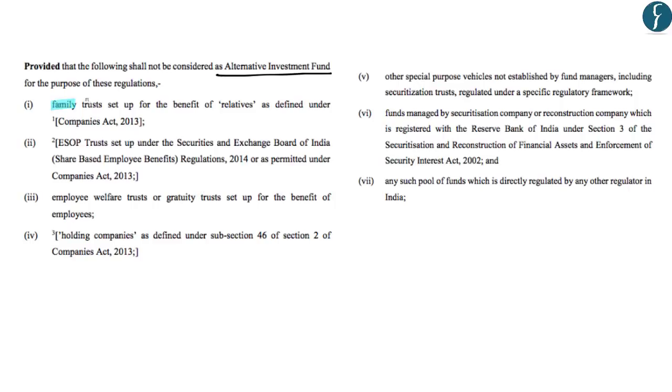These are family trust set up for the benefit of relatives as defined under Companies Act, ESOP trust set up under Securities and Exchange Board of India, share-based employee benefits regulation 2014 or permitted under Companies Act 2013, employee welfare trust or gratuity trust set up for the benefit of employees, holding companies as defined under Companies Act 2013, other special purpose vehicles not established by fund managers including securitization trust regulated under specific regulatory framework. So any other special purpose vehicles not established by fund managers including securitization trust shall not be considered as AIF.